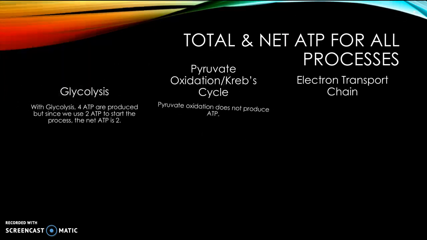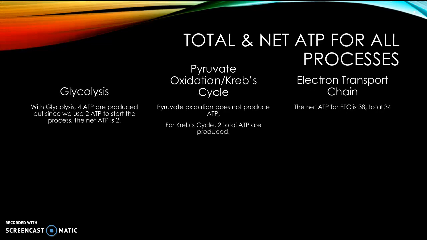The total and net ATP for all processes are: for glycolysis, 4 ATP are produced, but since we use 2 ATPs to start the process, the net ATP is 2. Pyruvate oxidation does not produce any ATP. For the Krebs cycle, 2 total ATP are produced. And for the electron transport chain, the net ATP is 34.